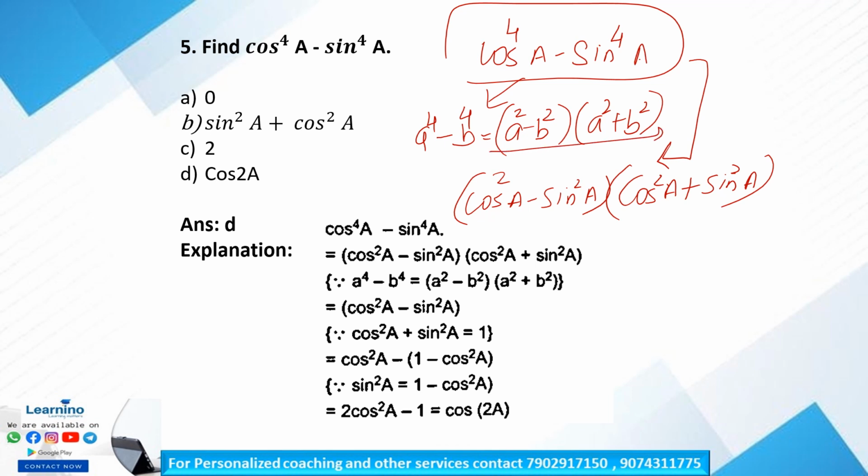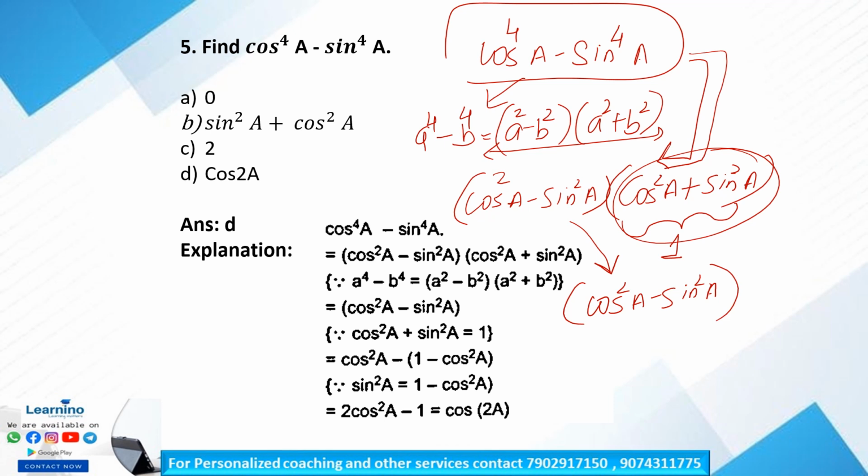So this is in the format of a raised to 4 minus b raised to 4, so we can split this into a square minus b square into a square plus b square. So like that, this can be split as cos square a minus sin square a into cos square a plus sin square a. So we know that cos square a plus sin square a is equal to 1. So this is 1. So the only portion remaining is cos square a minus sin square a.